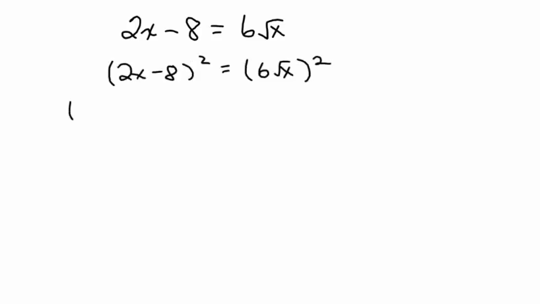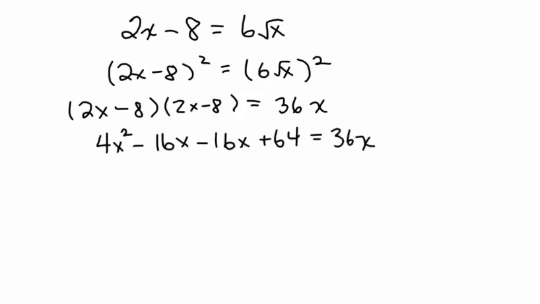So remember that our left-hand side is going to become 2x minus 8 times 2x minus 8. On the right-hand side, we're going to have to distribute the square operation through to both of the pieces on the inside. So that means we're going to get 6 squared, which is 36, and then root x squared, which is x. So let's go ahead and expand through the left-hand side. Notice now that we have a quadratic equation. So let's get this into standard form and see if we can factor this to simplify.